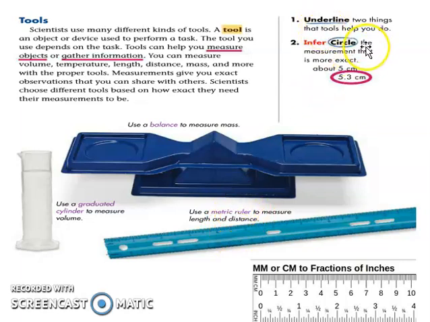Here in question number 1, underline 2 things that tools help you to do. It could help you to measure objects, or it could also help you to gather information. In question number 2, circle the measurement that is more exact. Which is more exact, 5 cm or 5.3 cm? We will use a metric ruler for that.